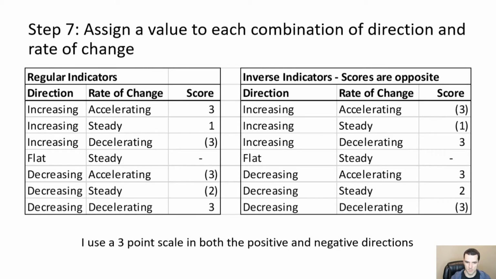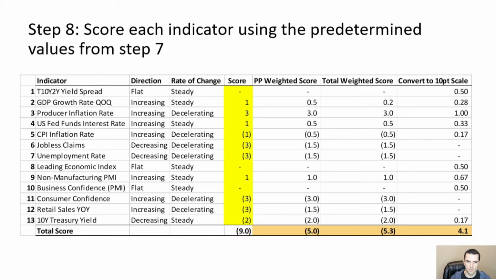Step 8, so once you've got that, you're scoring each indicator using the predetermined values from step 7. So you've already determined the direction and rate of change for each indicator, and you're using your tables to effectively just populate this sheet with the resulting score from each combination.